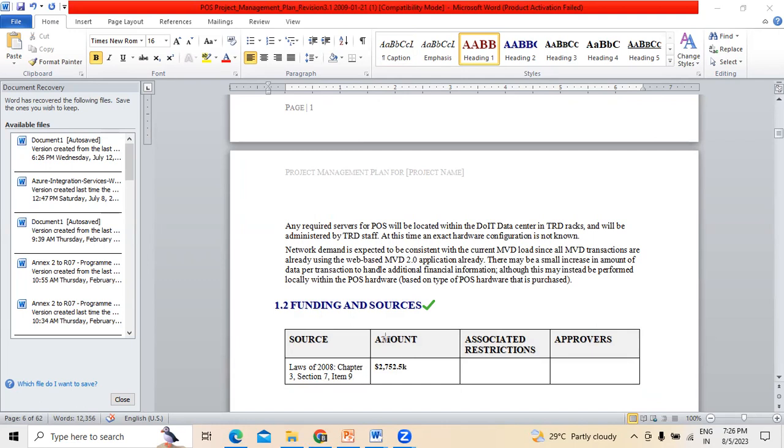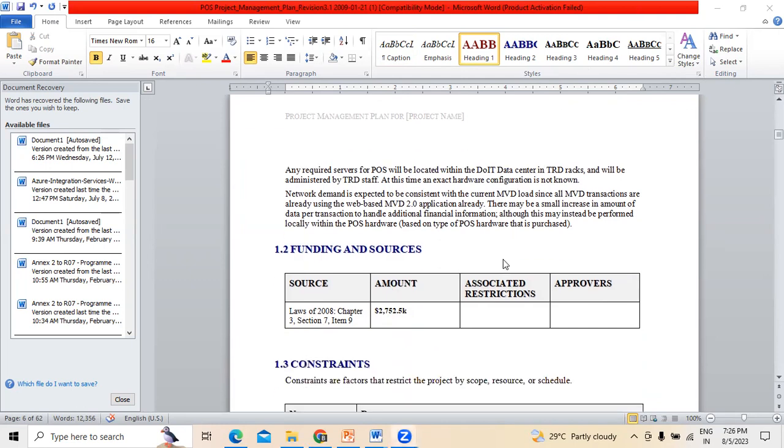Because for every project, there is some amount of budget which will be allocated. So we must know what the amount was and what the associated restrictions are, and everything. That information we have to mention. This is what we will be majorly focusing on, right? So funding resources, etc., will be updated over here.